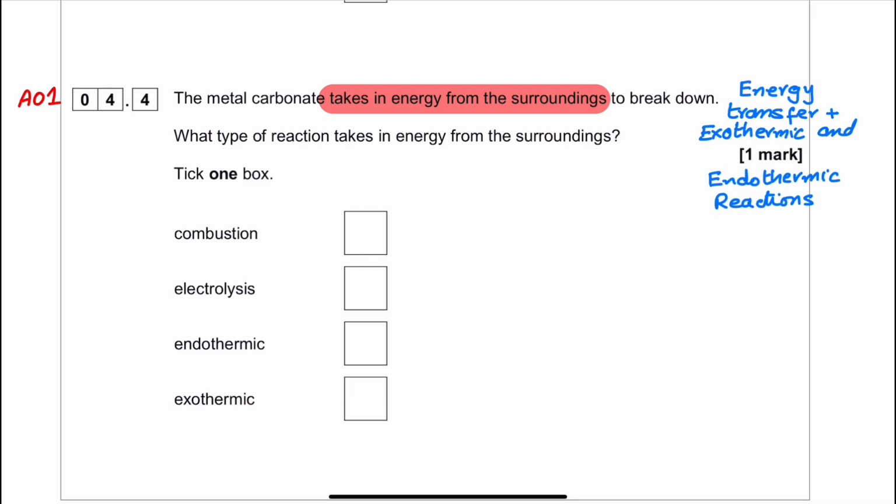In combustion, the heat is given to the surroundings, so it is not a suitable answer. It is not an electrolysis process because there is no conduction of electricity. An exothermic reaction gives heat to the surroundings. So endothermic is the correct option, in which the energy is taken from the surroundings to break down.